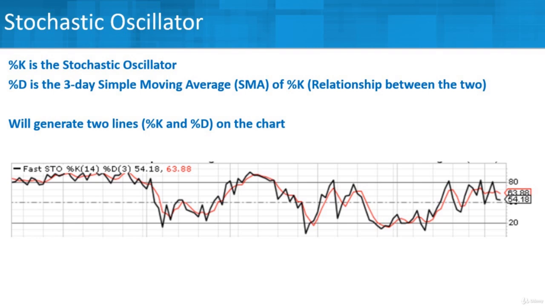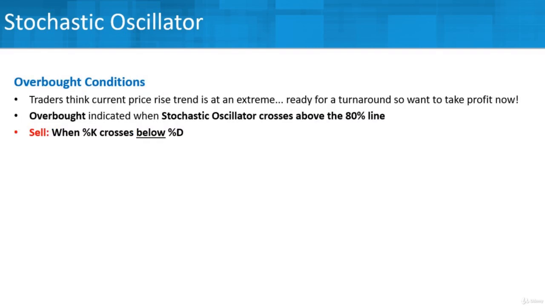All right, so that's great. Now, how do we use it? Well, you're trying to recognize overbought and oversold conditions. Overbought: traders think the current price rise is an extreme. It's too high, we're ready for a turnaround, and so we want to take our profits now. We're reaching the peak. An overbought is indicated when the stochastic oscillator crosses above the 80% line. You're looking for it to be above the 80% line, and you're going to make the sell decision when the percentage K crosses below the percentage D.